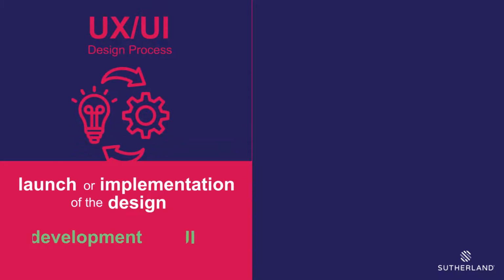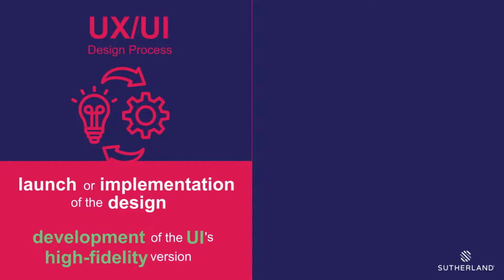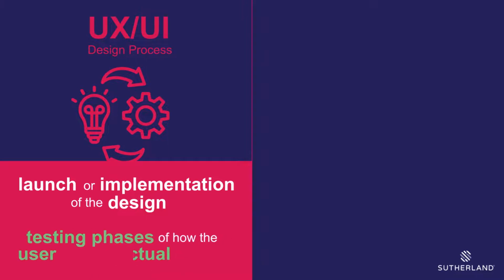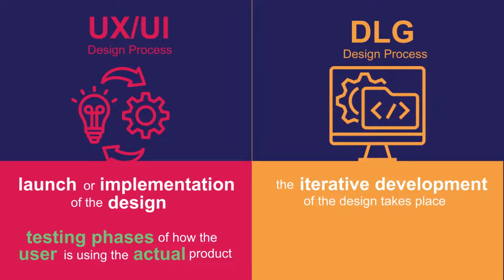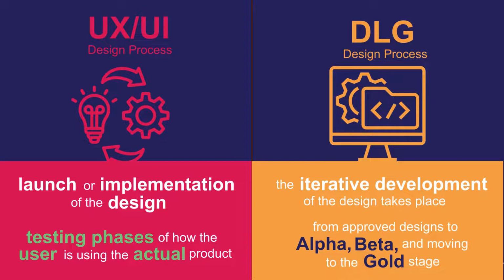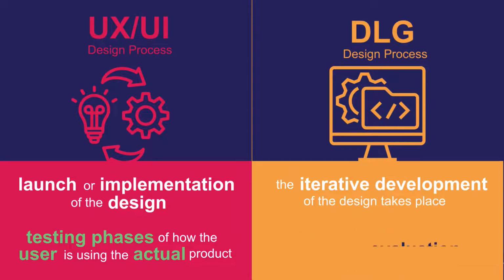The third stage in the UX and UI design process is the launch or implementation of the design. This is where the development of a high-fidelity version of the user interface takes place. Once developed, the product goes to the testing phases, which involve observing how the user is using the actual product. Similarly, for DLG, the iterative development of the design takes place at this point. This involves rotating steps of smaller units from approved designs to alpha, beta, and moving to the gold stage. Continuous evaluation and testing at any point allow for quick iterations.